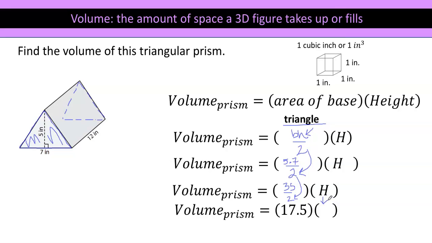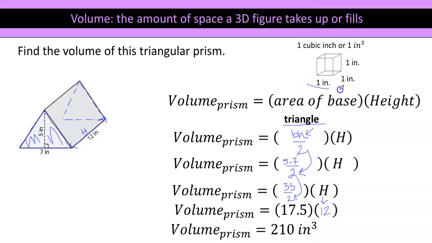Remember, the height, capital H, is the height of the entire prism. We could also say it's the distance between the two bases. The capital H height is always the distance between the two base faces. So the height is 12 inches. When you multiply 17.5 times 12, you get 210. So the volume of this triangular prism is 210 cubic inches.